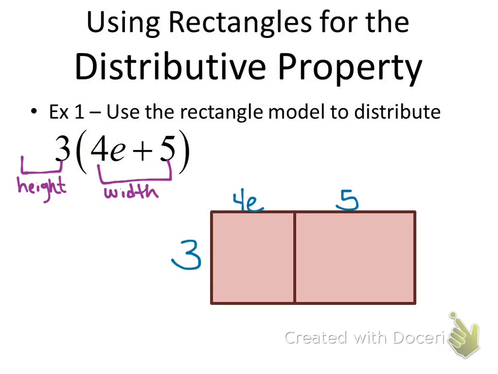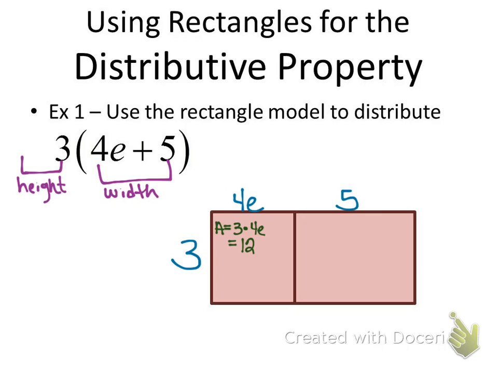So this part we did yesterday in our notes. We were able to find the area of each section of the rectangle and then find the total area by combining those. So we're going to do the steps that we did yesterday. We're going to find the area of the first section. So area equals height times width. So Paige, what's the height of this rectangle? 3. And then what's my width of this rectangle? 4e. Okay, so I'm going to take 3 times 4e. Paige, that's going to equal? 12e.